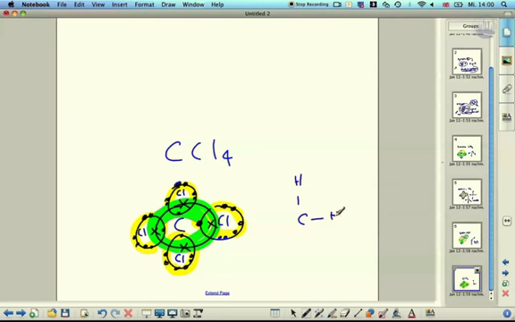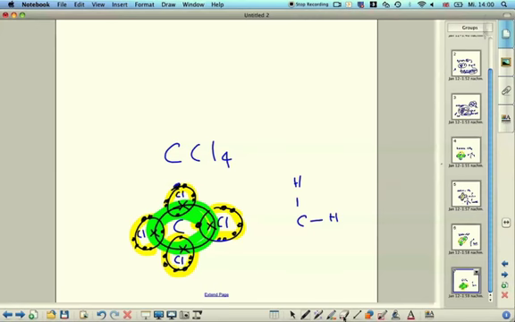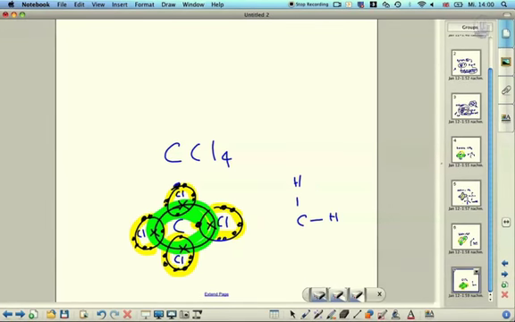So it's a 2-dimensional structure. Ooh, not hydrogen, but chlorine. The 2-dimensional structure looks like this, and that will also be a tetrahedron.